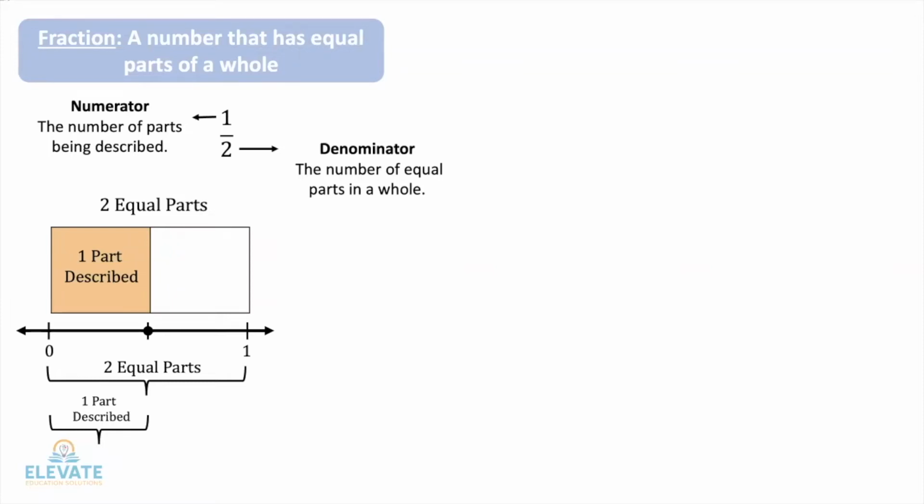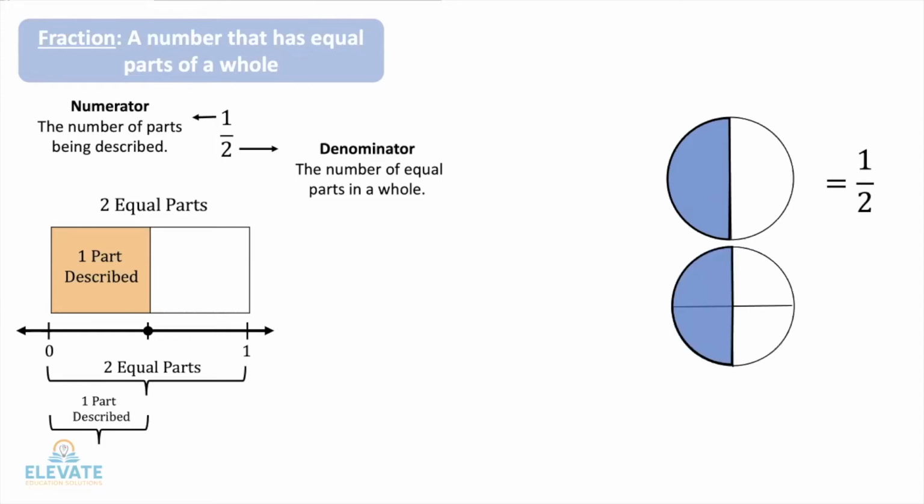Let's identify the fractions based on the model. Let's look at our first model. The fraction for the first model is 1/2. The reason why the answer is 1/2 is because there are two equal parts and one part is shaded. Let's look at our next model. Our next model has 4 equal parts and 2 of those parts are shaded.